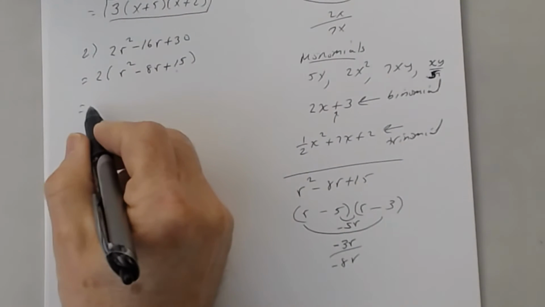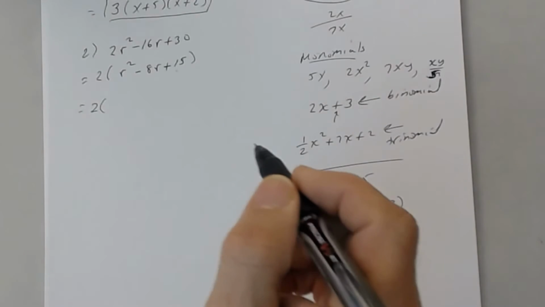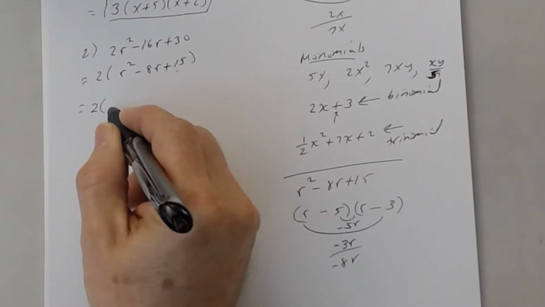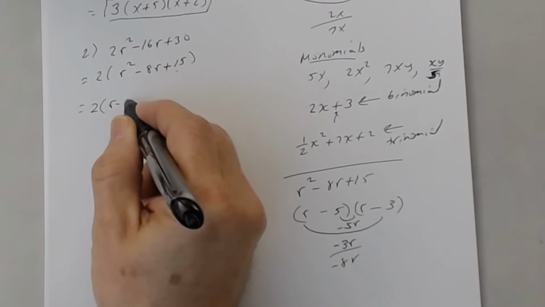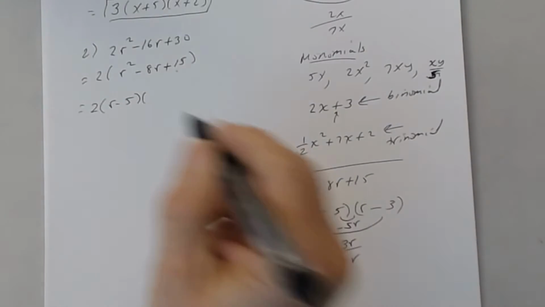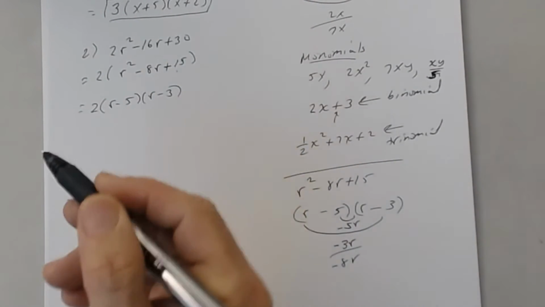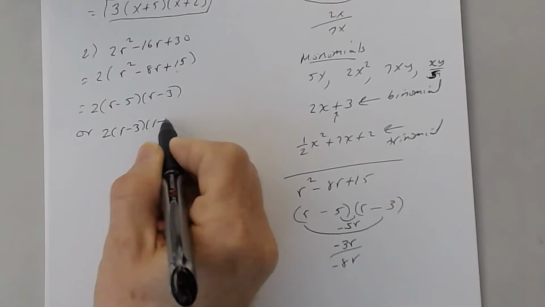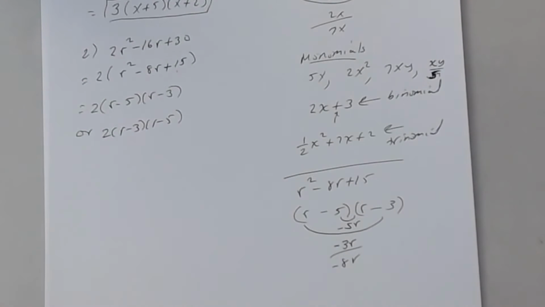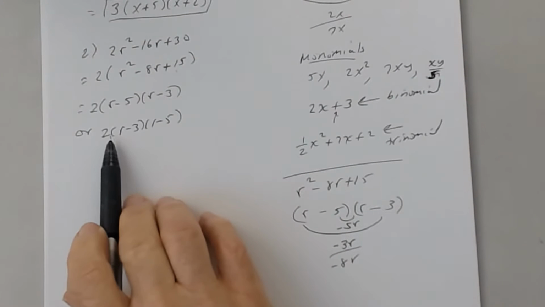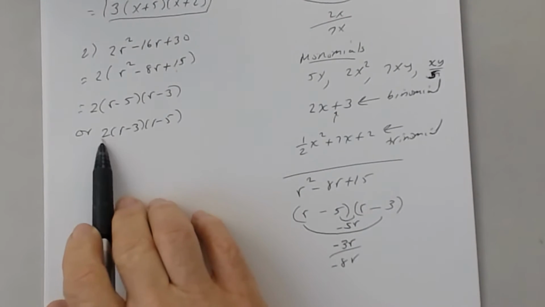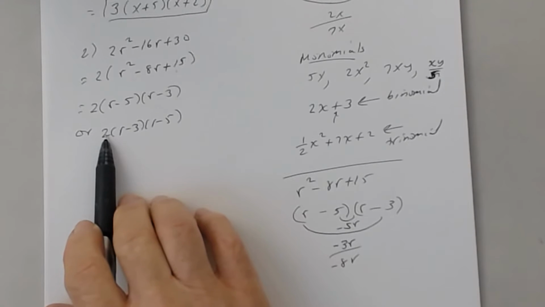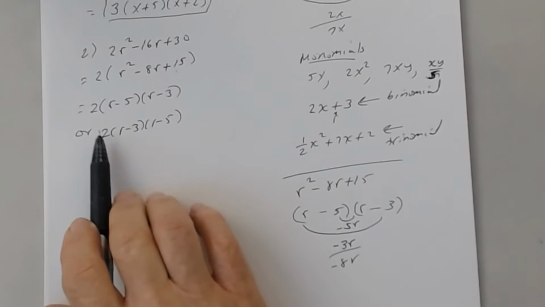So therefore, the answer becomes 2 times, tell me what you put, r minus 5 times r minus 3. Could someone else have said 2 times r minus 3 times r minus 5? Yeah. Multiplication is commutative. The order in which you multiply does not matter. But again, we prefer that the monomial factor be listed first. Okay, also, we're going to always put the monomial factor first.